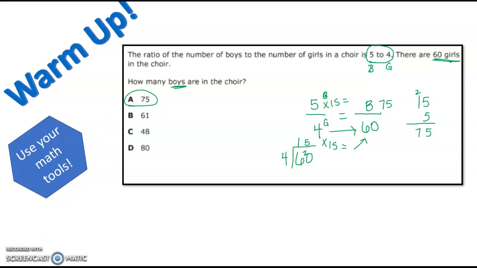Go ahead and go through the rest of your lesson and practice, practice, practice.